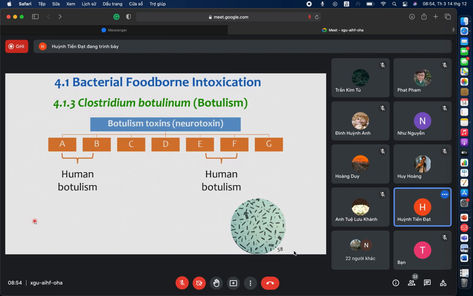Okay, the next one also involves intoxication: botulism, Clostridium botulinum. We call that the state of being poisoned by botulism. Do you still remember this one, guys? Is it familiar to you? Yes, the one that appeared recently, right? Not too far back. And what is the severity of this food poisoning? Is it mild or severe?